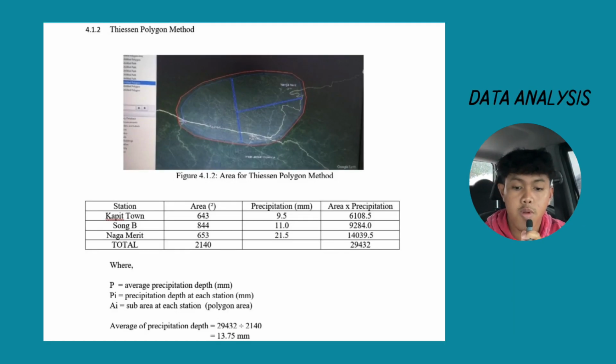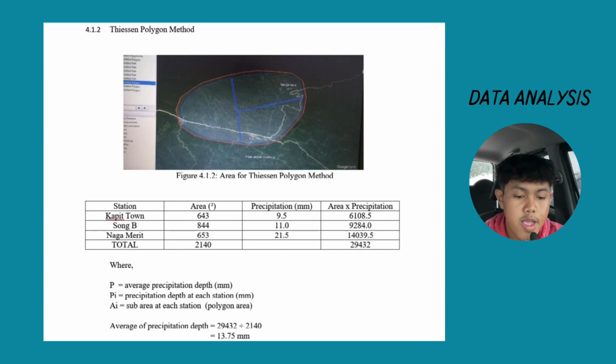Next up, we go through the Thiessen polygon method. As you can see on the slide below, there is the catchment area for the Thiessen polygon method that we've got, and we can see the area for the capital is 643 meter square, for the zombie is 844 meter square, and also for the Nangamari is 653 meter square.